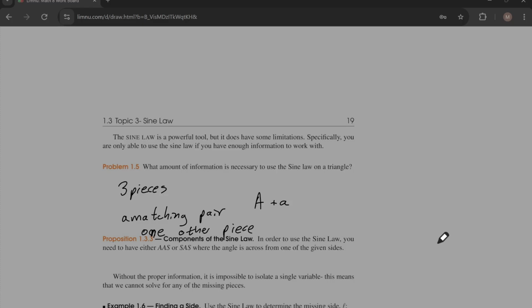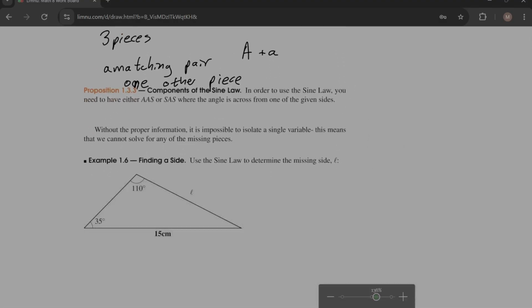And this might become more clear when we do some examples here. But the critical thing is you have to somehow make this matching set so that you can set up an equivalent ratio. So here's an example where we're looking for a side. And when I say a matching set, here is an angle and its opposite side. This is a matching set, right? We have this full group. And because of that, we're able to use the sine law, which is really nice.